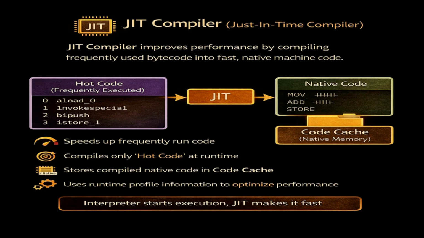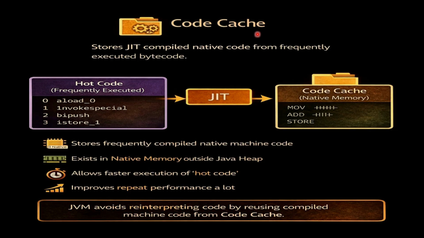So now let's move to the next topic. Now let's see what is code cache. So code cache stores JIT compiled native code from frequently executed bytecode. So frequently executed bytecode with the help of the JIT compiler is moved into the code cache native memory area.